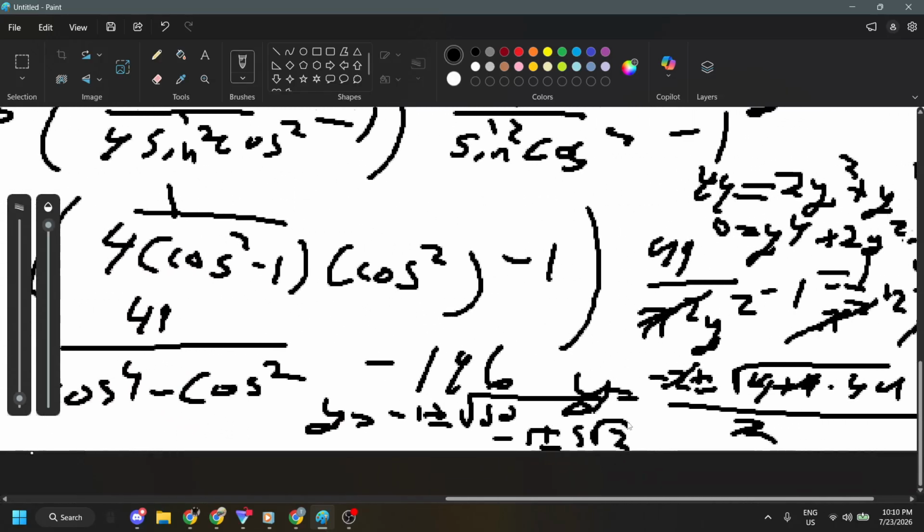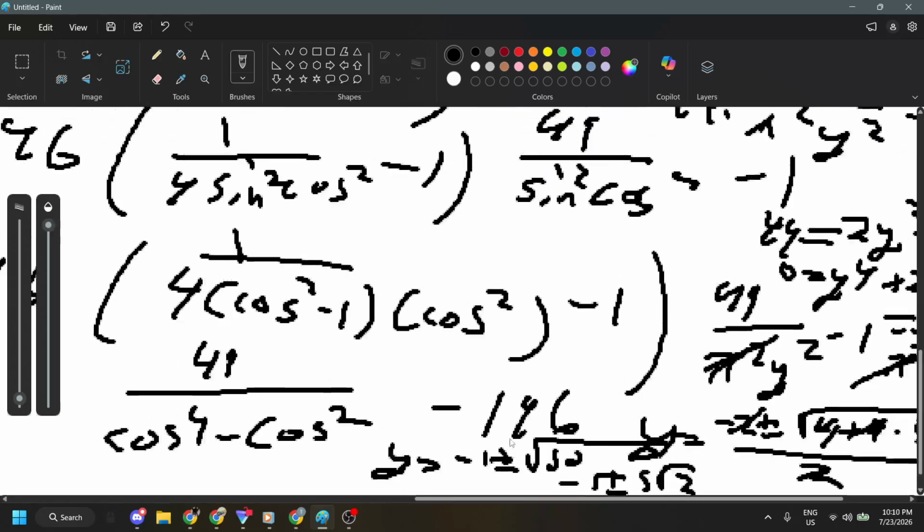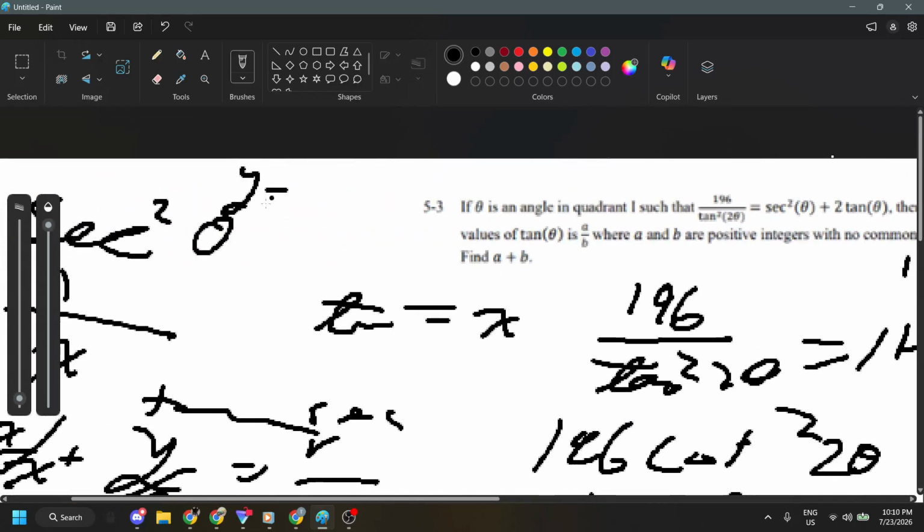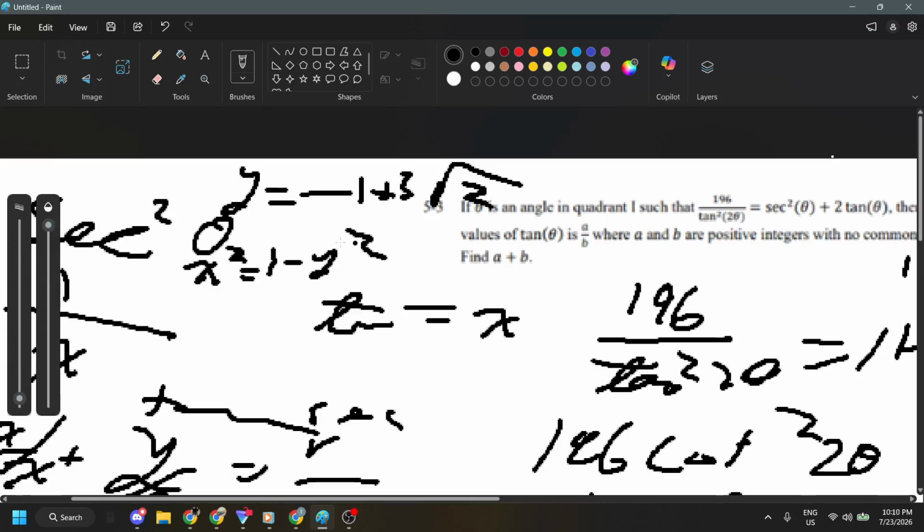Quadrant 1, so y is positive. So it's going to be negative 1 plus 5 root 2. Y is equal to negative 1 plus 5 root 2. And then x squared is equal to 1 minus y squared. So x squared is equal to, man, I'm writing this in a different color, 1 minus negative 1 plus 5 root 2 squared.